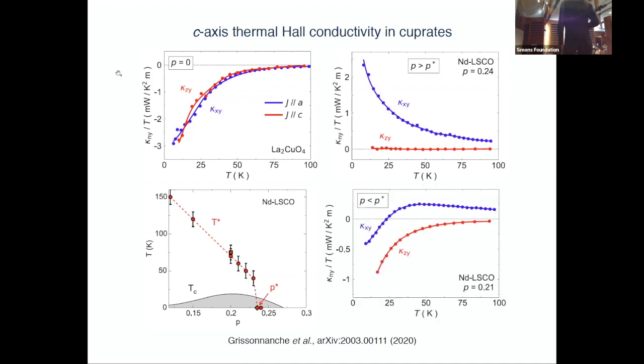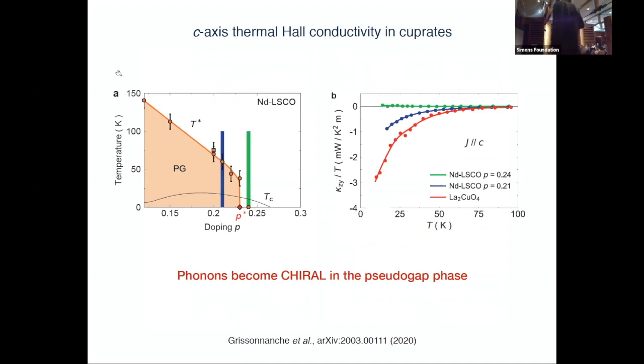Okay, so as soon as you go from 24 to 21, you move inside the pseudogap phase, the phonon negative thermal Hall kicks in. So it's really a property of the pseudogap phase. Something about the pseudogap phase makes the phonons go chiral. Completely new information. Never had that in mind. We still don't understand the mechanism, but it's an extremely interesting observation.